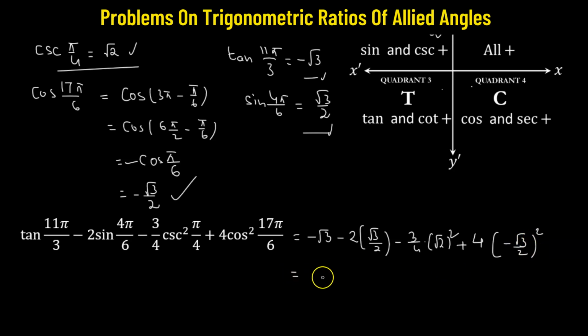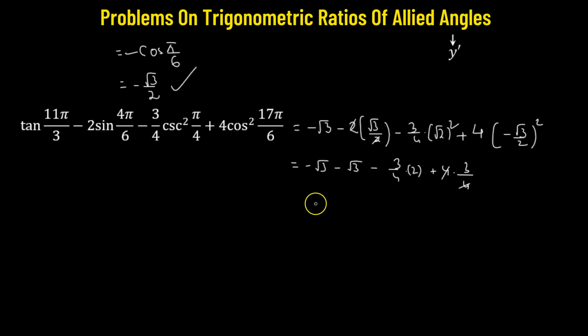So let's compute this value. We get negative square root of 3. The 2 and 2 get cancelled, so we have negative square root of 3, minus 3 over 4 times square root of 2 whole squared, so that's simply 2, plus 4 times negative square root of 3 whole squared, which is positive 3, and 2 squared will be 4. So the 4 and 4 get cancelled. This is going to finally give us negative 2 times square root of 3, minus 3 over 2, plus 3. So 3 minus 3 over 2 is positive 3 over 2, minus 2 times square root of 3. So this is going to be the final value of the given trigonometric expression.